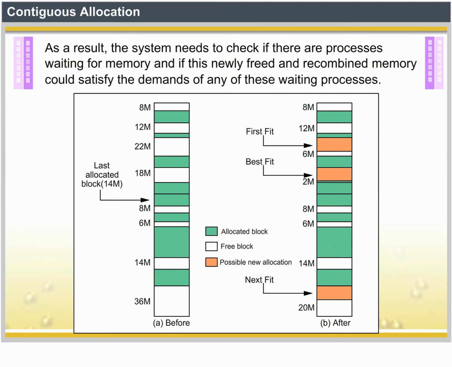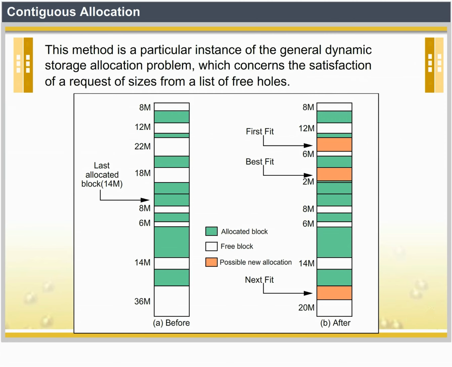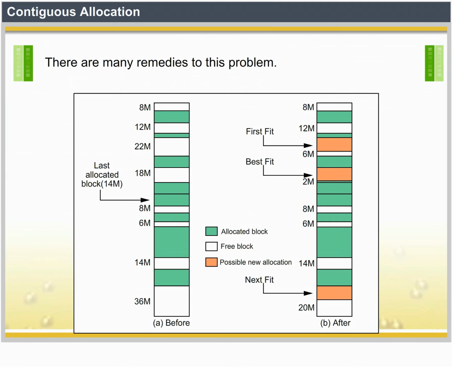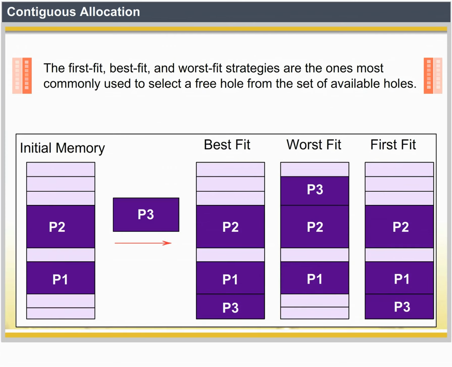This procedure is a particular instance of the general dynamic storage allocation problem, which concerns how to satisfy a request of size n from a list of free holes. There are many solutions to this problem. The first fit, best fit, and worst fit strategies are the ones most commonly used to select a free hole from the set of available holes.